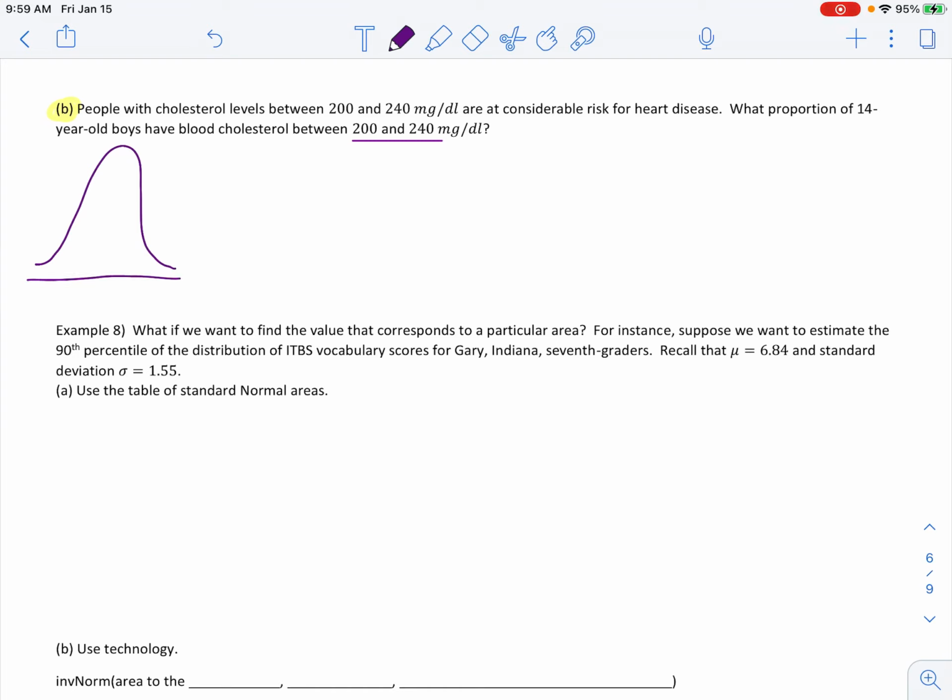I'm going to sketch my normal distribution. I'm going to throw my mean in the middle. For this one, the mean was 170. My standard deviation, that distance is supposed to be 30. And this is representing cholesterol level in milligrams per deciliter.